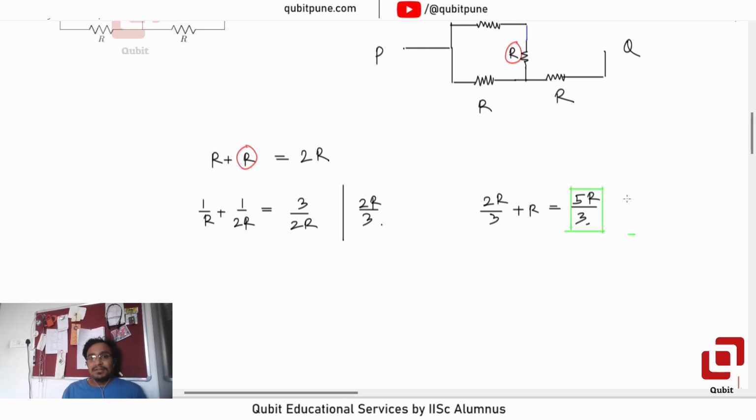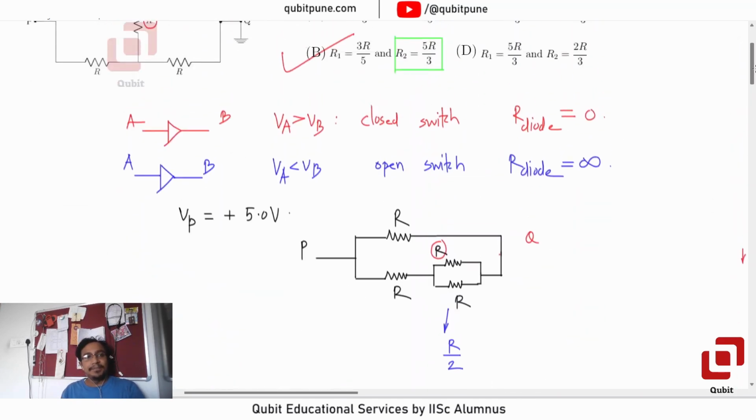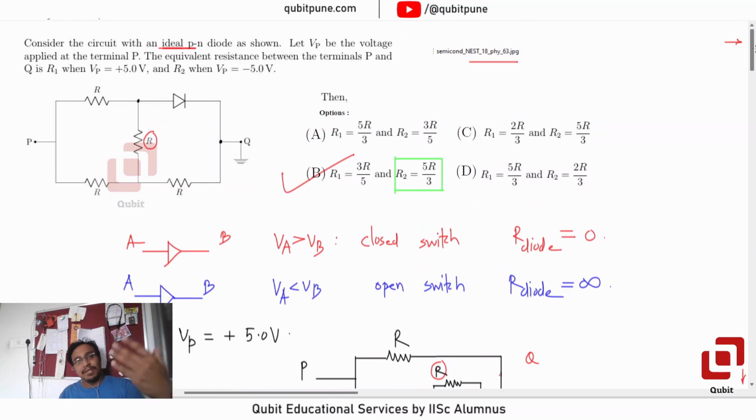Fine. Have you understood this? Simple application, can come in IIT. Because now they have covered both the series-parallel combination and the behavior of the diode. Okay, got it?